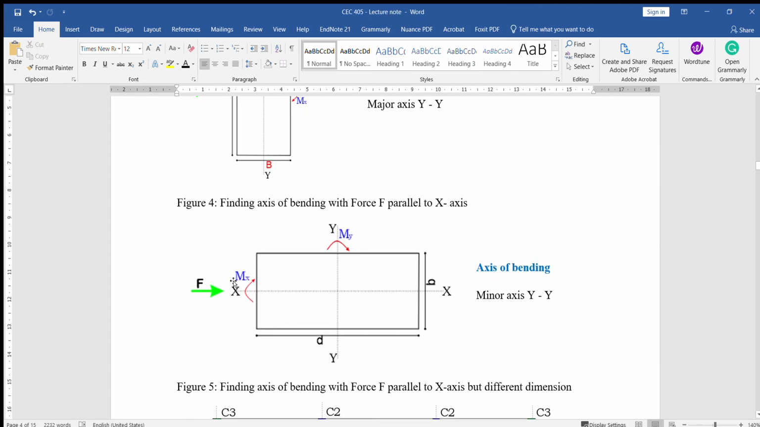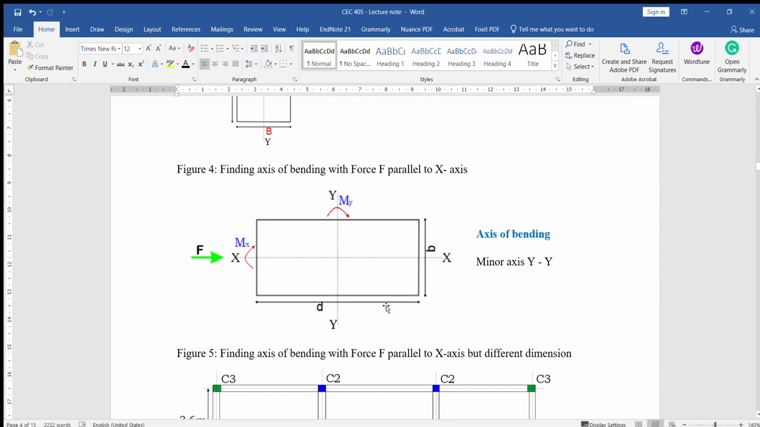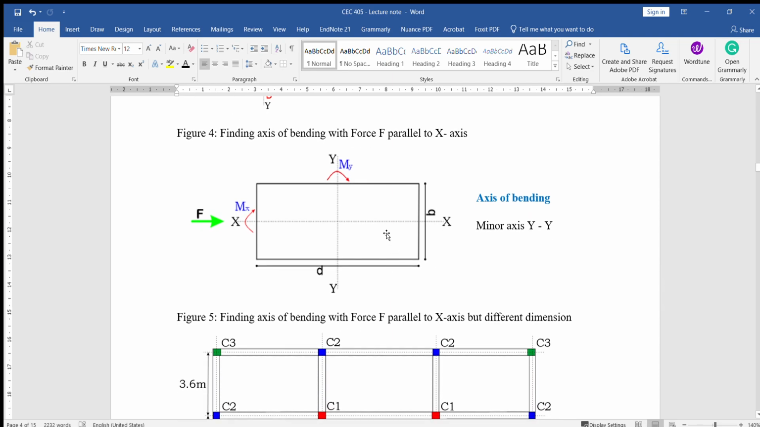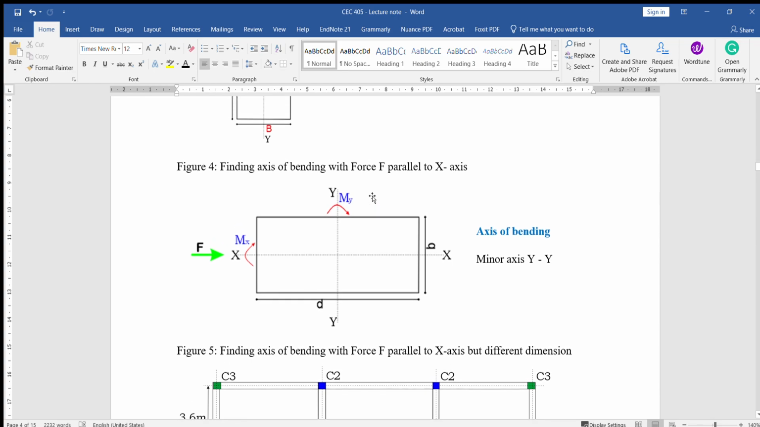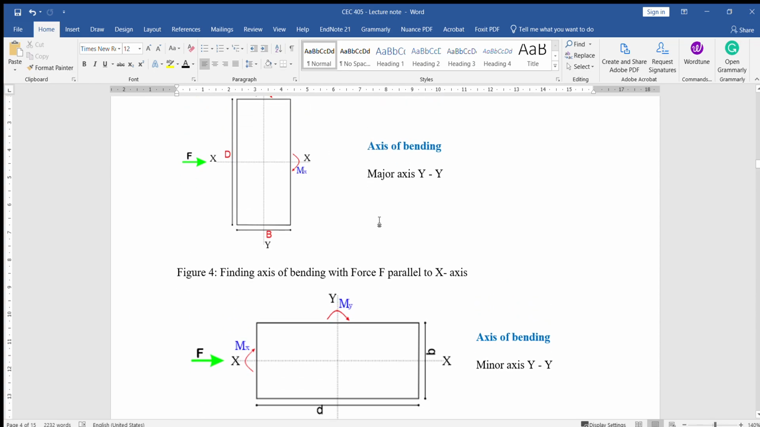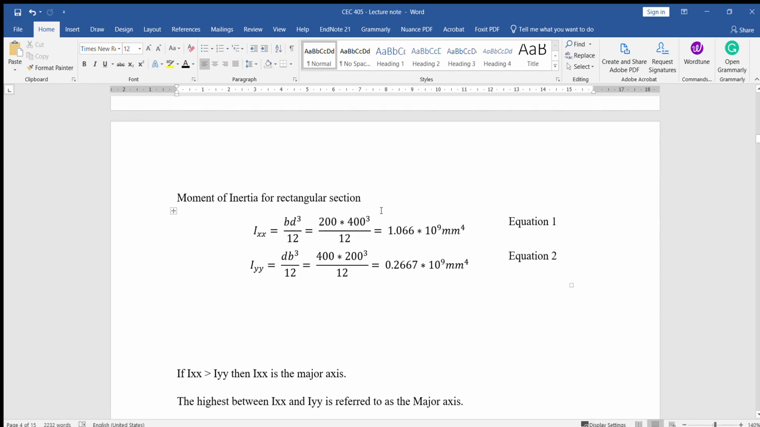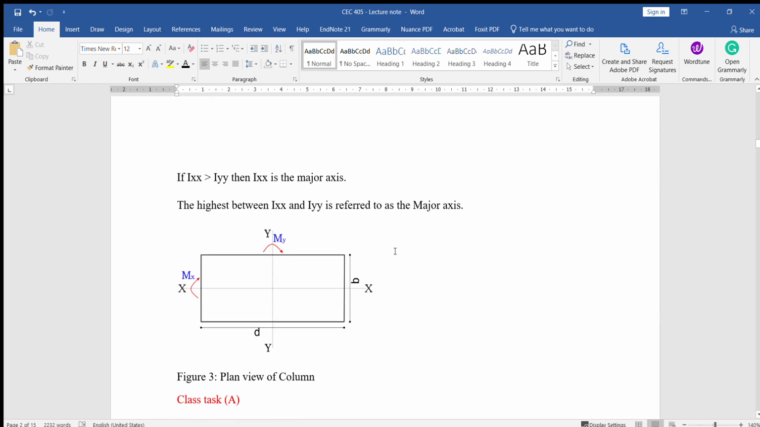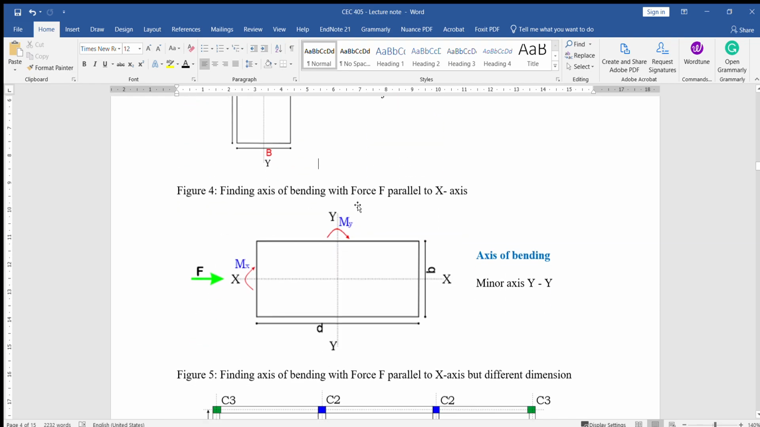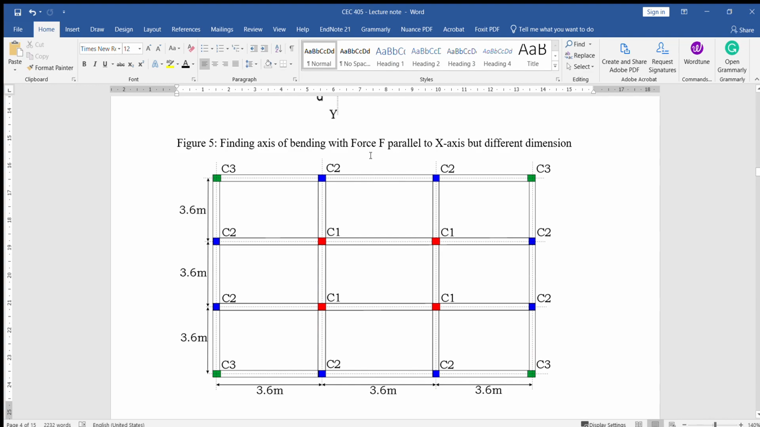And what if the force is coming parallel like this, then our minor axis is the y axis, but this is a different dimension, and this might be a little bit difficult for some people to understand. But with the understanding of what I explained here the other time, I believe everybody can calculate the major and the minor axis, and you can always use that for understanding.